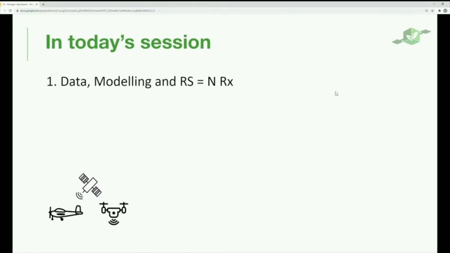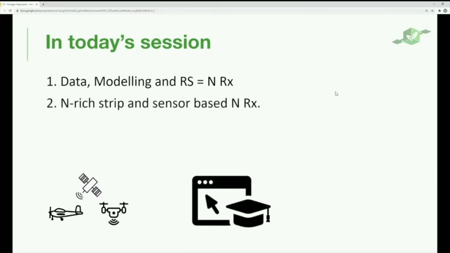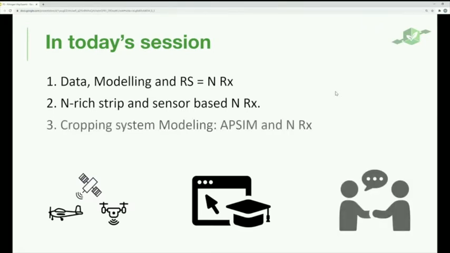So let's start with today's session's outline. The agenda today is we're going to talk about data modeling and remote sensing, how it can all enable nitrogen recommendation and how it all plays together to create a dynamic loop of understanding the nitrogen cycle. Then we're going to talk with Dr. Brian about the nitrogen-rich strip and the sensor-based recommendation. And with Dr. Sotirios, we're going to cover the cropping system modeling.